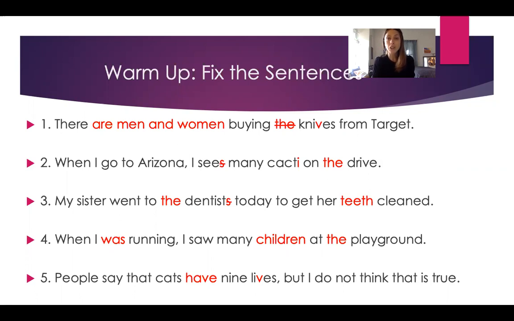Now, the singular of teeth is tooth. That's one, right? This one. But the plural is teeth. This is talking about all of them. We would never go to the dentist just to get one tooth cleaned, okay? That's why we have to go to the dentist to get the teeth cleaned. That's the plural. Number 4, when I was running, I saw many children at the playground.